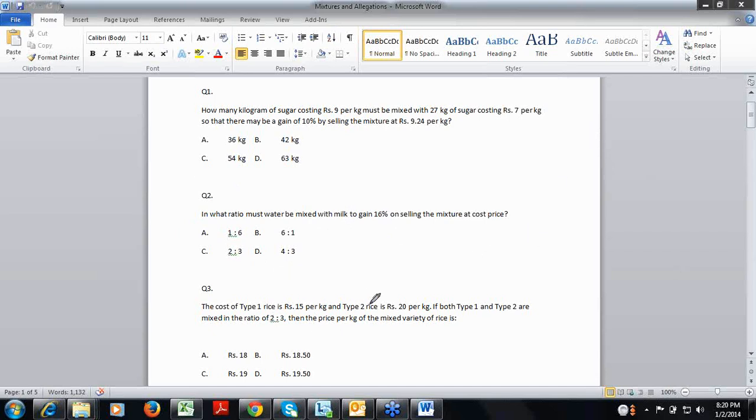Type 1 rice is 15 per kg, type 2 rice is 20 per kg. If both type 1 and type 2 are mixed in the ratio 2:3, what is the price per kg? So 2 into type 1 plus 3 into type 2, upon 5. That should be the answer. 2 into 15 plus 3 into 20, divided by 5. You can solve this, it will come out to be 18.